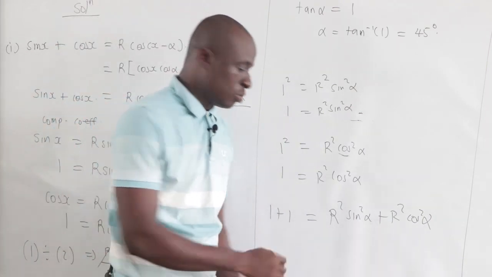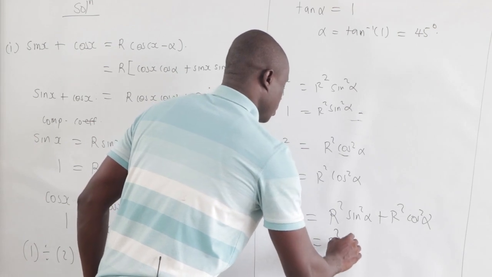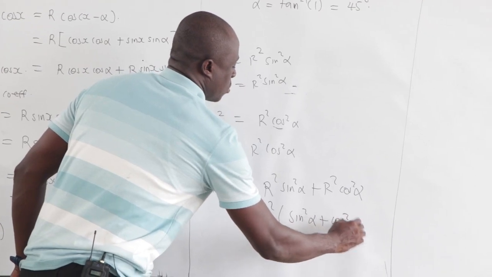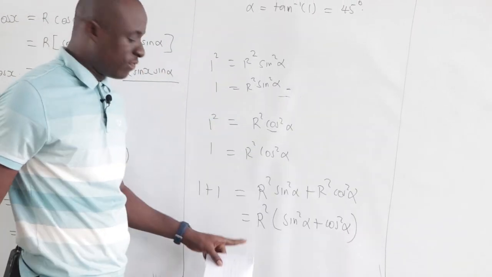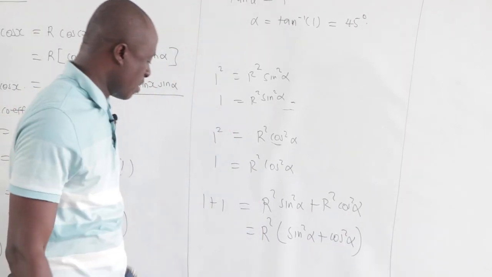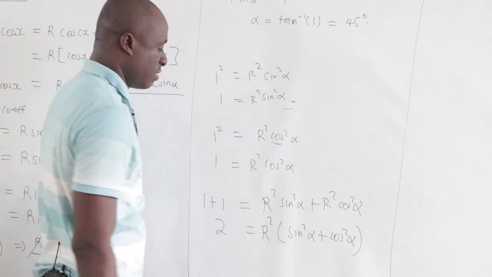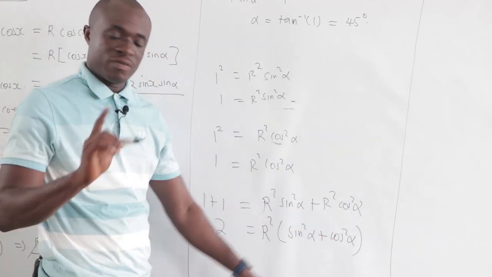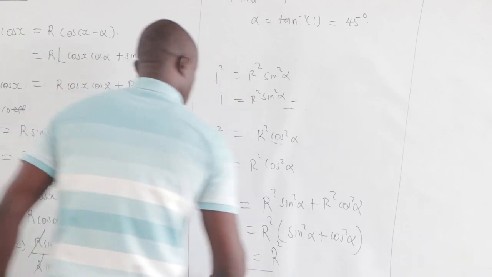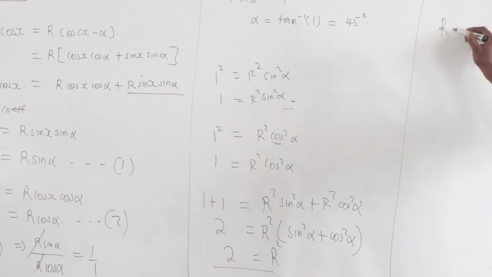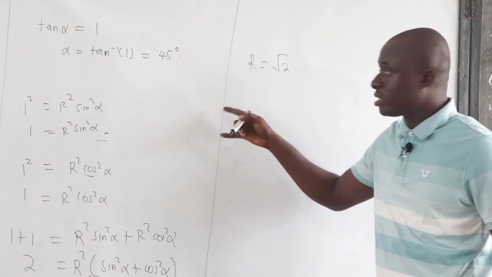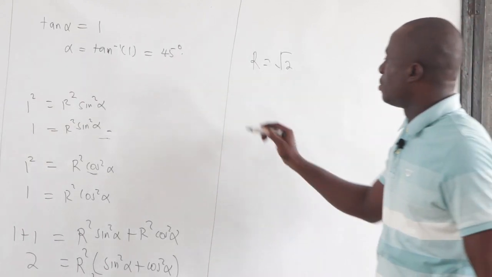r squared is common, so let me factorize r squared out. What do I have? Sine squared alpha plus cos squared alpha. On the left, 1 plus 1 gives us 2, and sine squared alpha plus cos squared alpha is 1. So in this case, we have r squared equal to 2. We want to find r, so r will be equal to square root of 2. It's supposed to be plus or minus, but because r is greater than 0, therefore r is root 2.